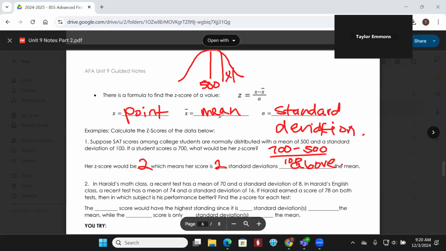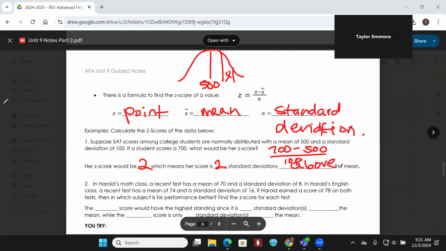Okay. All right. In Harold's math class, a recent test had a mean of 70 and a standard deviation of 8. In Harold's English class, a recent test had a mean of 74 and a standard deviation of 16. If Harold earned a score of 78 on both tests, then in which subject is his performance better? So here's the point with the z-score. It's taking two things that have a different mean and being able to compare them to see which one you did better on. Most of the time we use this with testing.